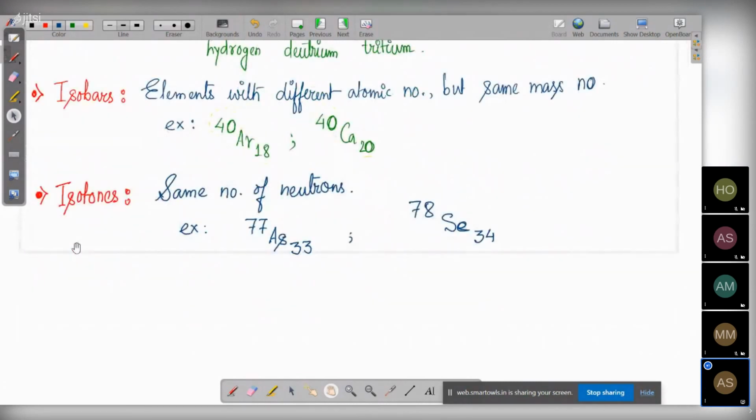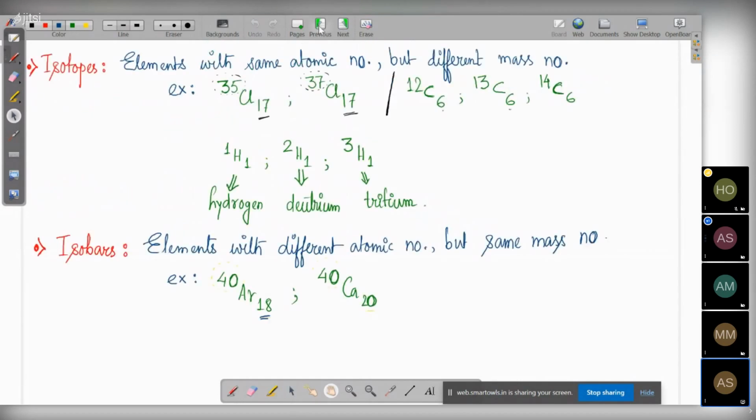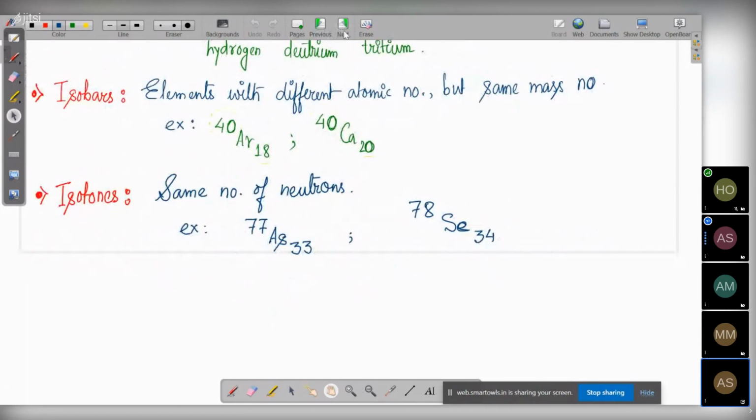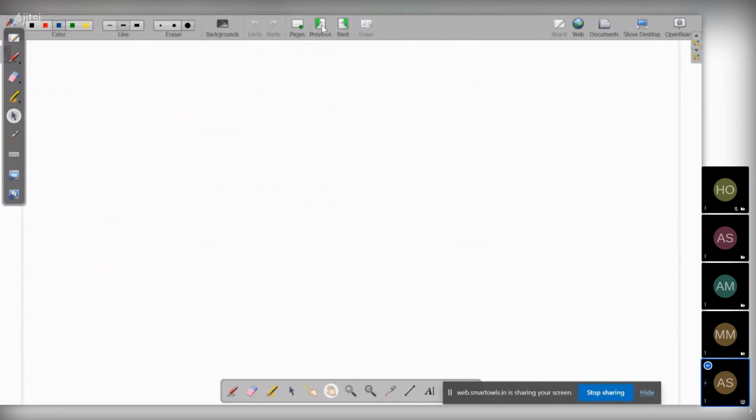How to calculate the number of neutrons? Are you guys there? Yes, sir. See, we did it in the last class only. Sir, I think 44. The neutron will be 44. Yes, it can be 44.